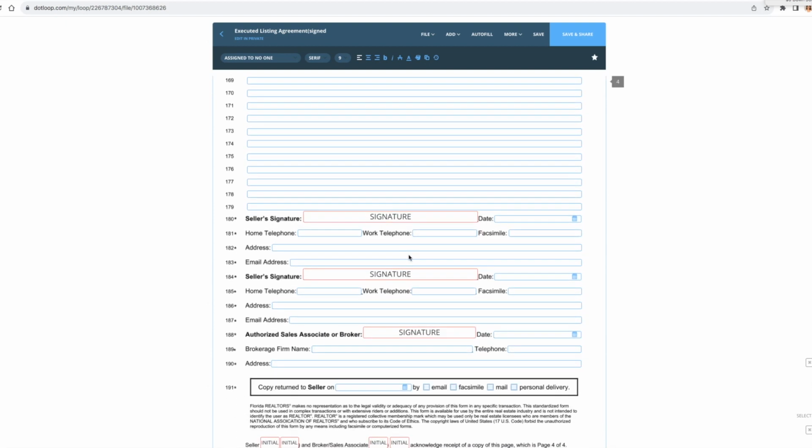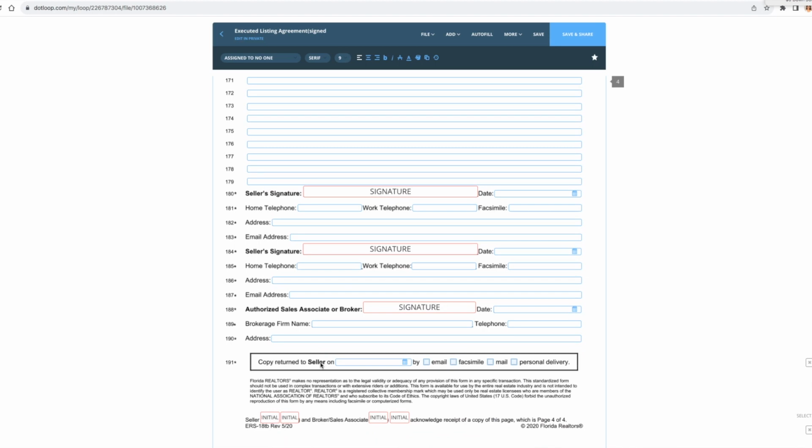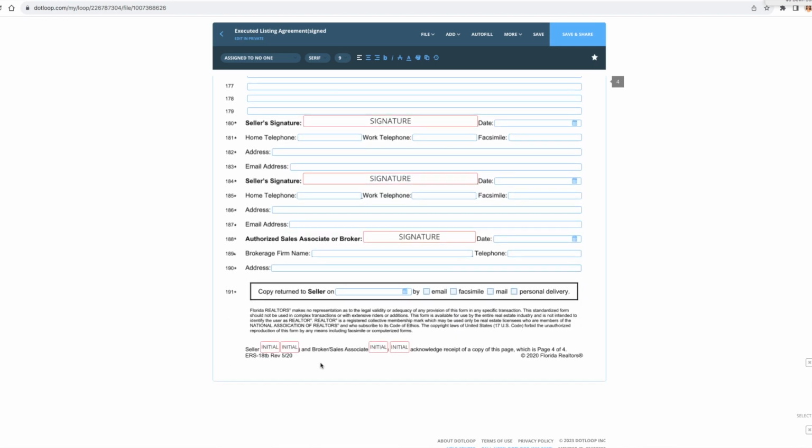Always down here, you want to fill out as much of the information as possible, and you are authorized to sign for this. Make sure that everything is presented on here as far as the brokerage name, address, and phone number, and then have them be sure to initial down at the bottom as well.